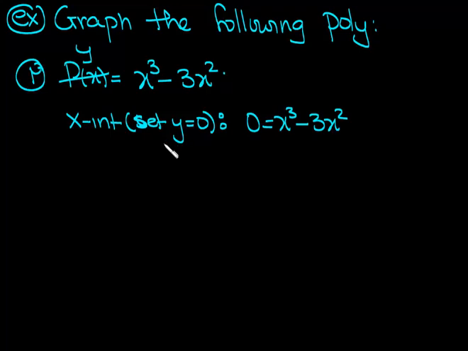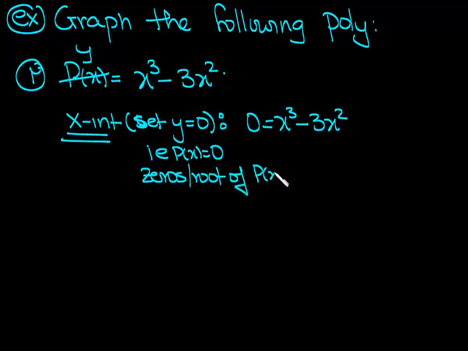Now, just to tie things together, when we set y to 0, that is the same thing as setting p of x to 0, because p of x is the same thing as y. So finding the x-intercept is the same thing as finding the zeros or the roots of p of x, which ties in what we did in section 4.2. When we set y to 0 to find the x-intercept, we are setting p of x to 0, and we set p of x to 0 when we're looking for roots and zeros.